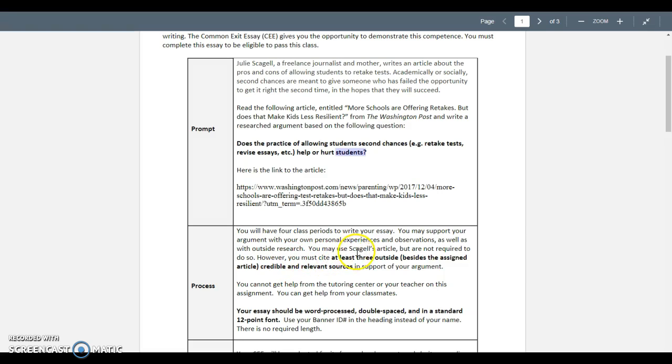You can go ahead and use the article provided, but you're not required to do so. However, you do need 3 outside sources. These 3 outside sources should be credible and they should be relevant to your argument. Even if you decide to use the article provided, you still need 3 outside sources. So if you use the article provided, then that means that you should have 4 sources.